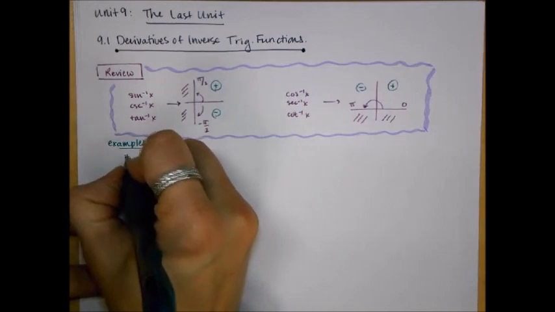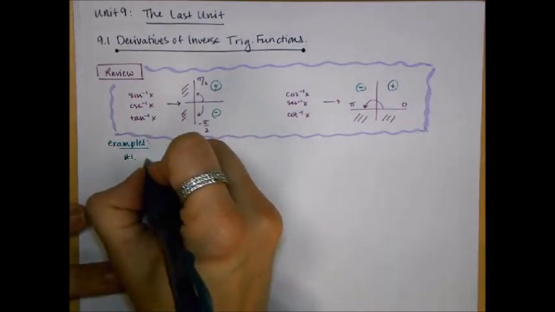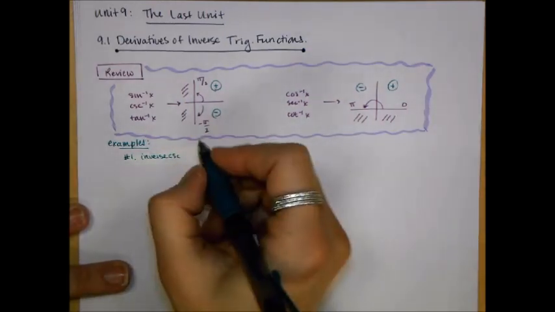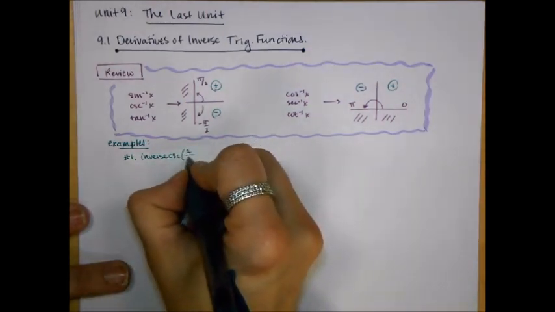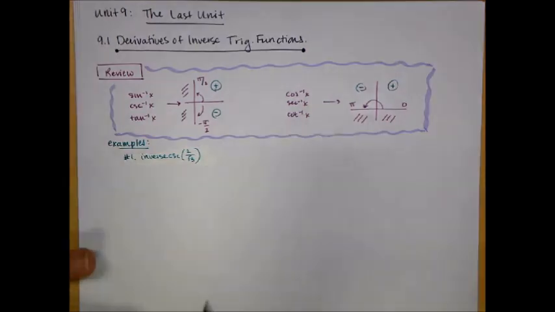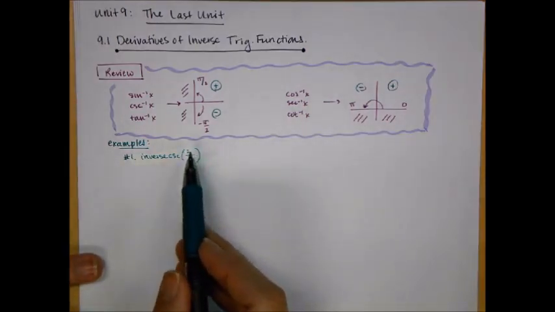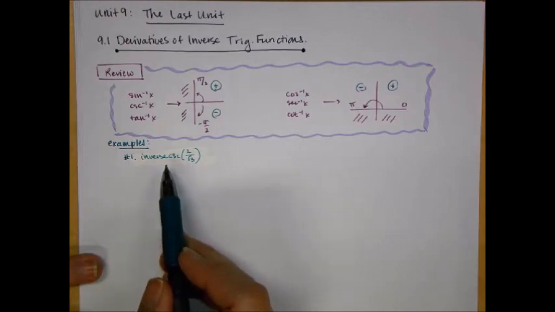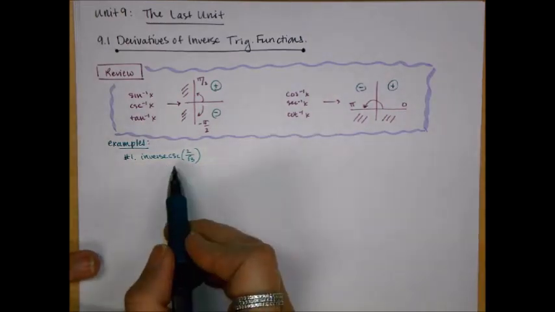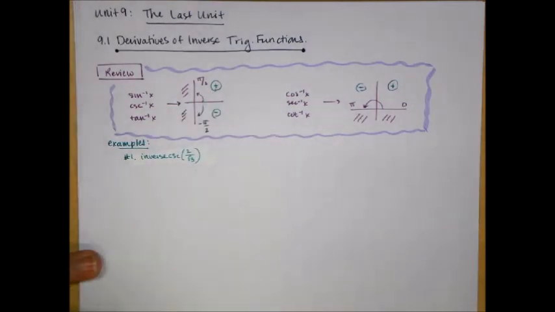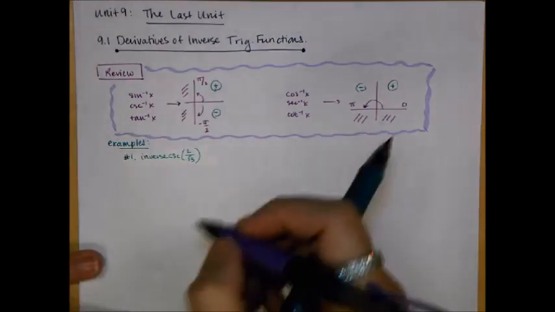So we'll start number 1 with inverse cosecant of 2 over root 3. So we're looking for where cosecant gives us the ratio of 2 over root 3. First of all, inverse cosecant of a positive number is in quadrant 1. So it'll be helpful to draw it out.